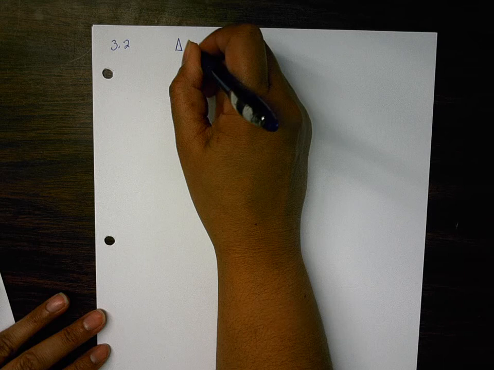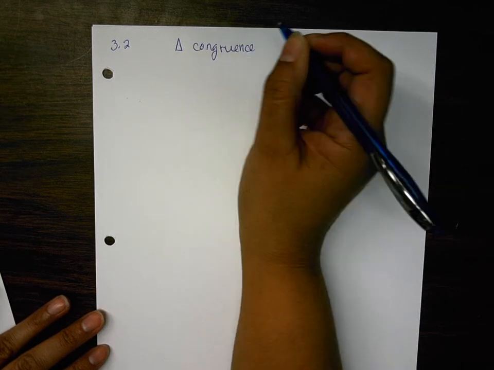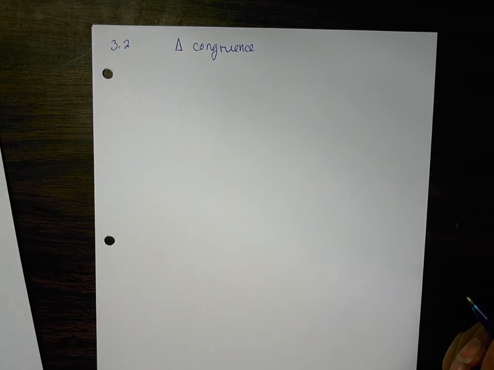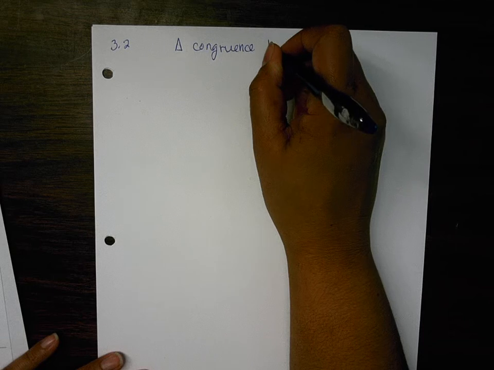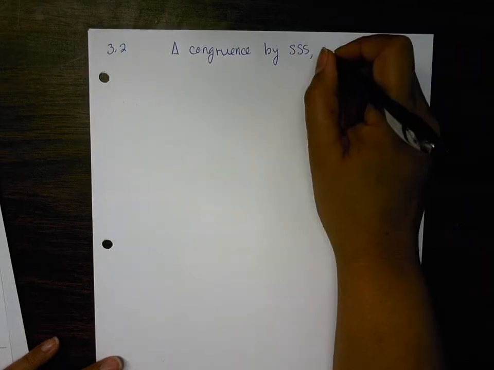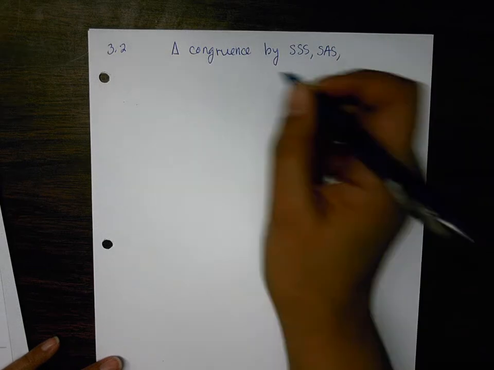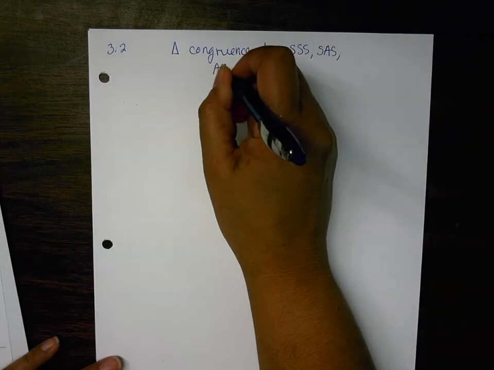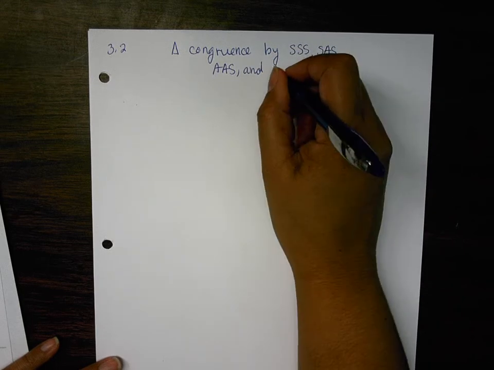3-2 triangle congruence. By SSS, SAS, AAS, and ASA.